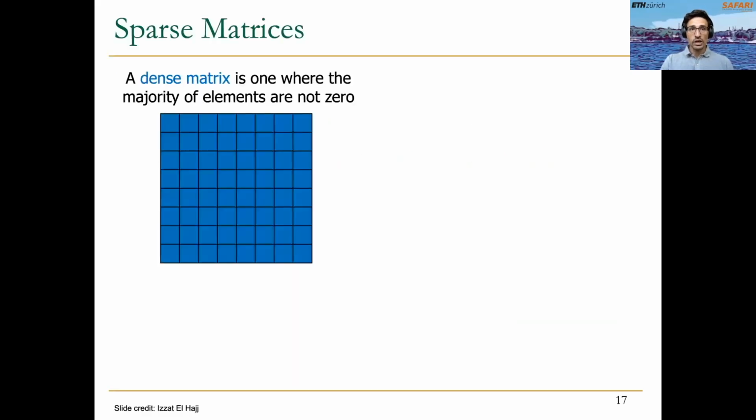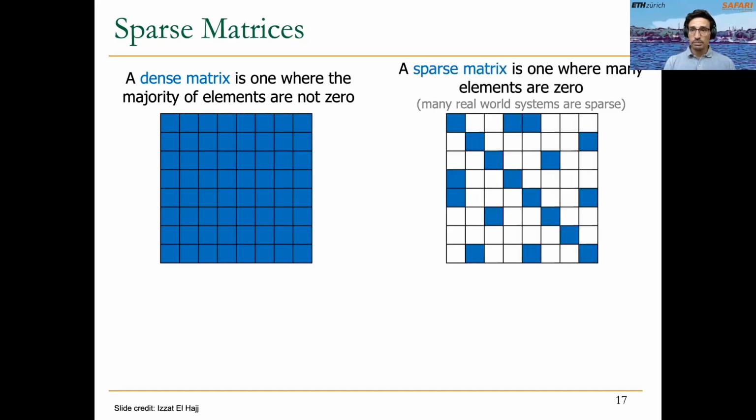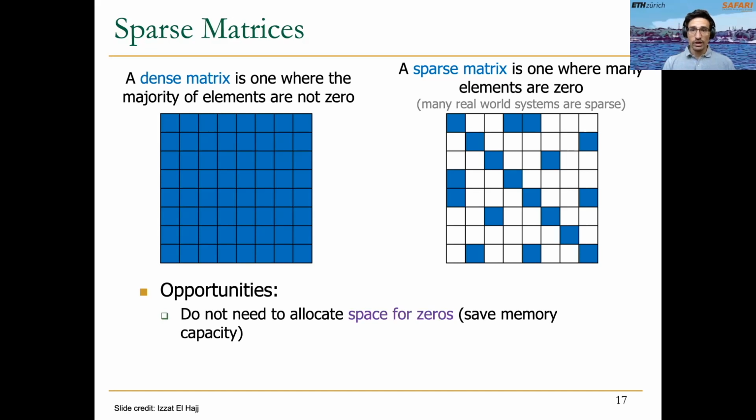For everyone to be on the same page, let's first distinguish between a sparse matrix and a dense matrix. A dense matrix is a matrix where the majority of elements are not zero. A sparse matrix is a matrix where the majority of elements are zero. And most matrices in the real world are sparse. This provides us with some opportunities because we don't need to allocate space for zeros, so we can save memory capacity. We don't need to load zeros. We don't need to access them from memory. In principle, they are useless, so we can save memory bandwidth.